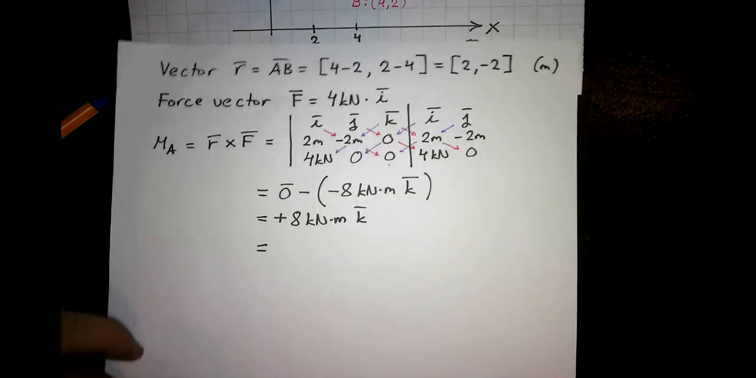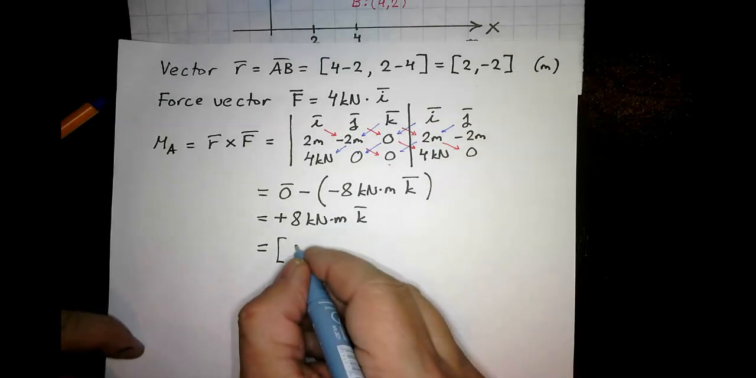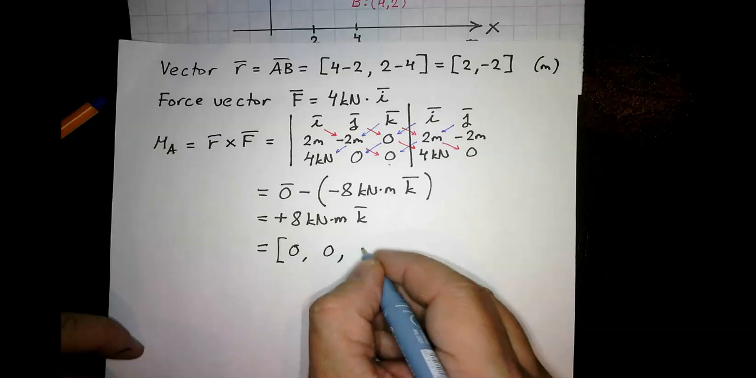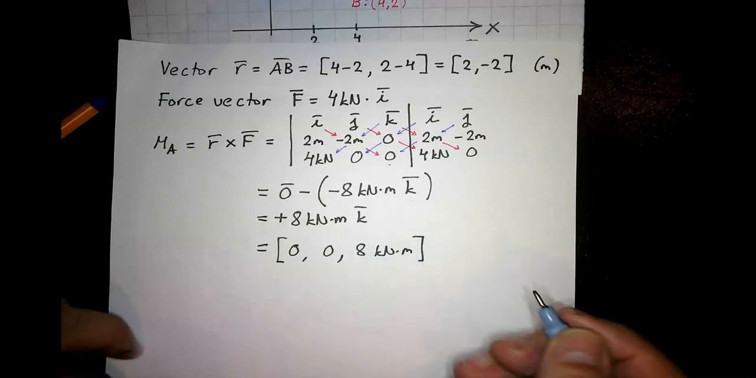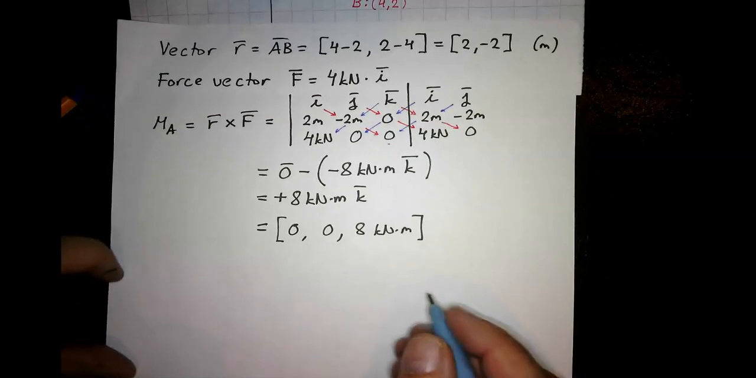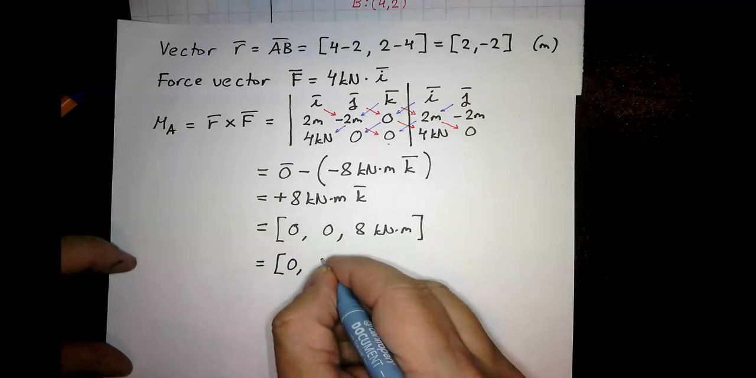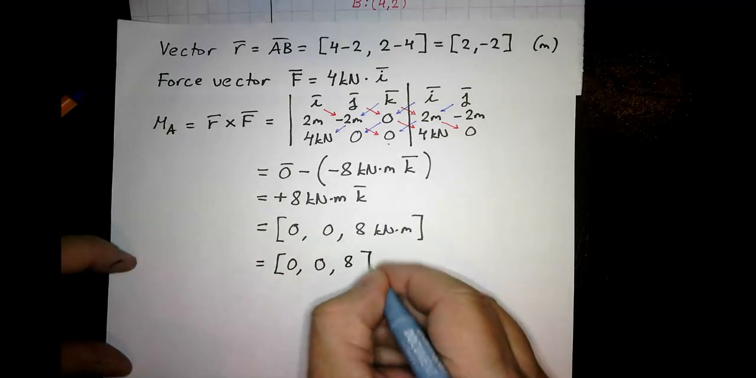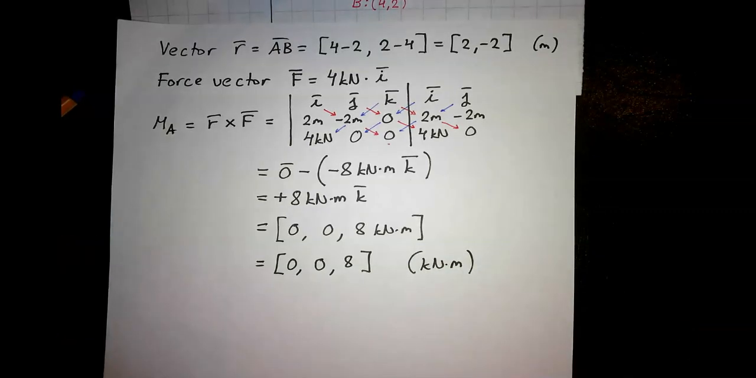Or if I write this in bracket form, 0, 0, 8 kilonewton meters. Or if I take that unit away, that will give 0, 0, 8, and the unit of this vector will be kilonewton meters.